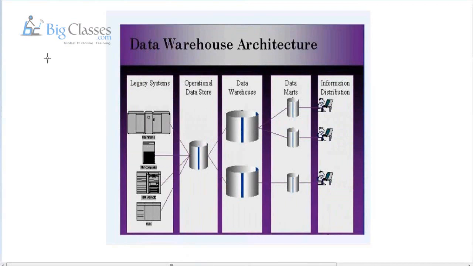In this architecture, information distribution is the OBIEE side, or any reporting tool, not only OBIEE. We are sharing the information to users. So what is the actual purpose of using reporting tools? Anyone? What is the purpose of creating the reports?